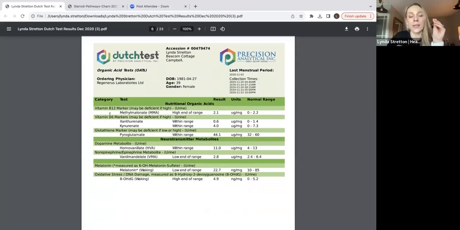And then the last bit we look at is these, which are called organic acids and some markers. There's a lot more now, actually. I've just realized that there's a lot more that we look at now than we did back in 2020, clearly. But we look at B12, B6, we look at glutathione, our body's master antioxidant. Have we got good levels of that master antioxidant that's needed for so many different processes? If that's low, we want to get those levels up. We look at our dopamine levels and our adrenaline levels.